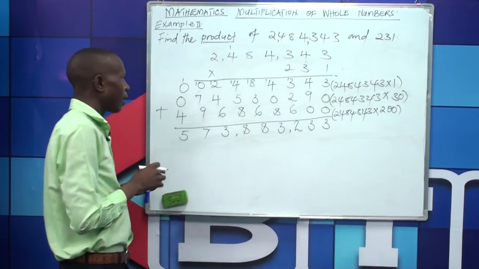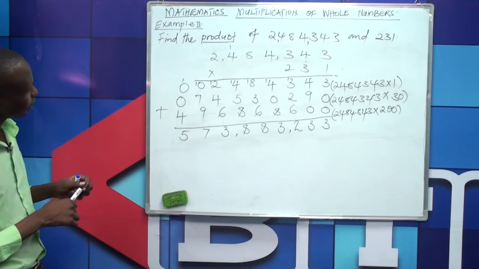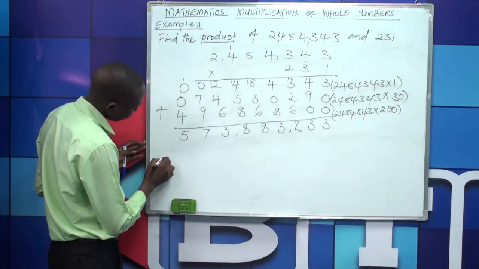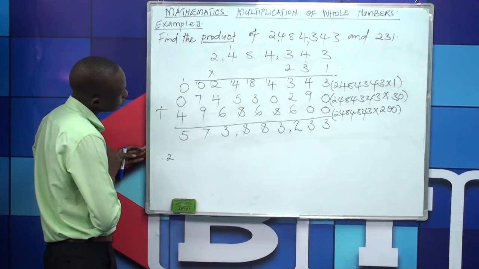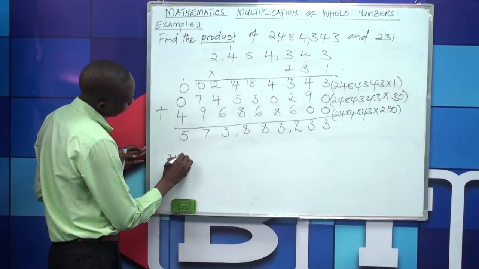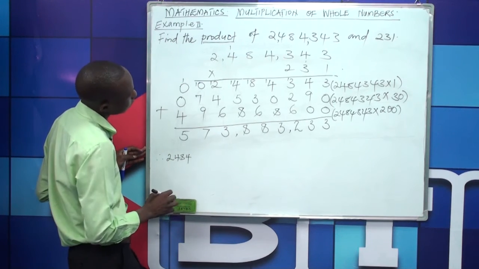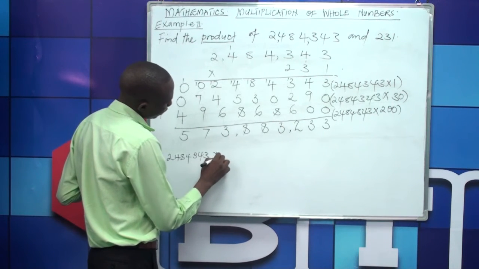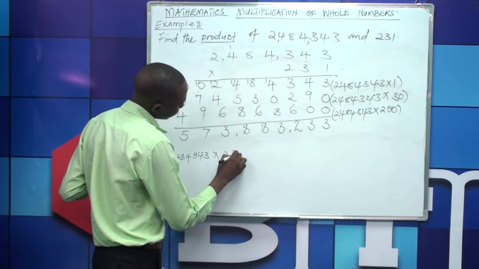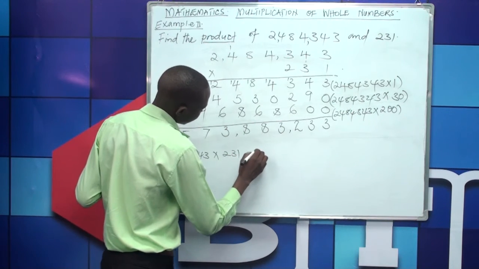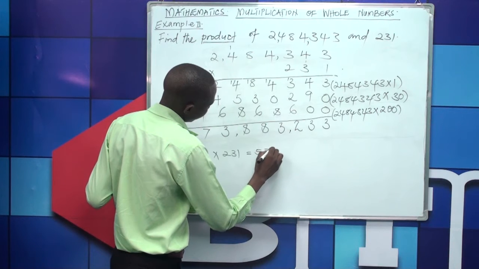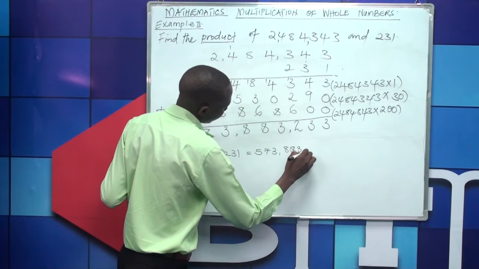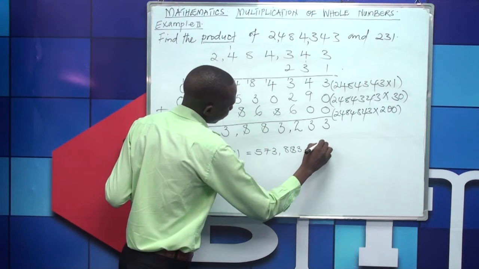Then from there, I'll have to read what I've written in words. And before reading that, I'll come to the last statement and I say, therefore, 2,484,343 multiplied by 231 will give us 573,883,233.